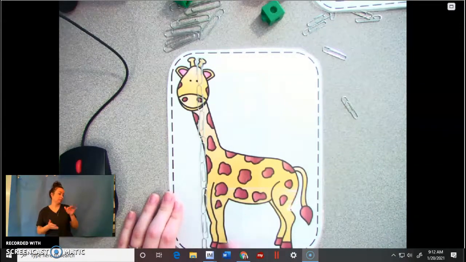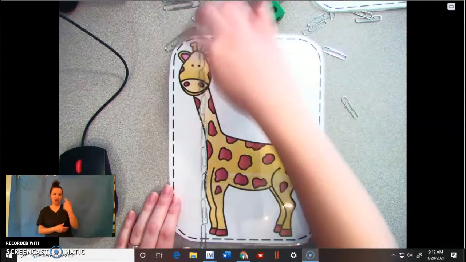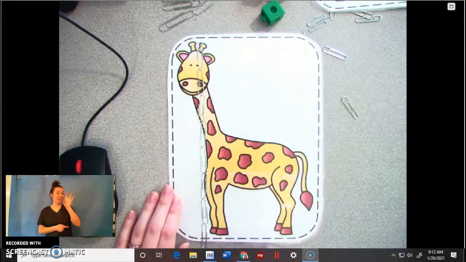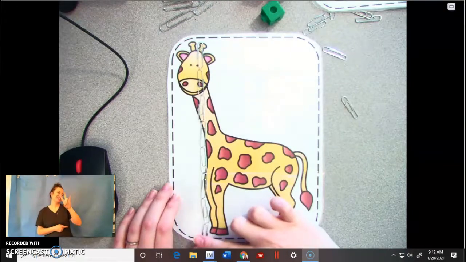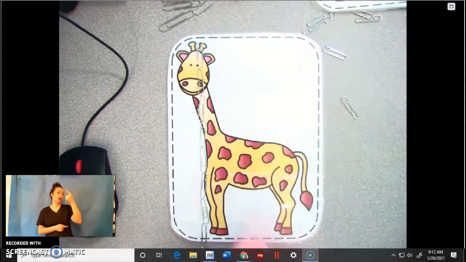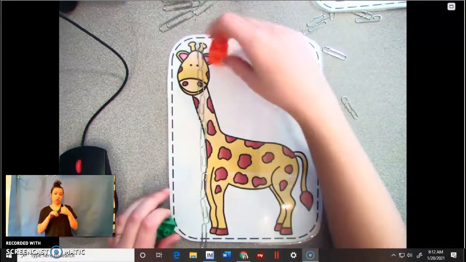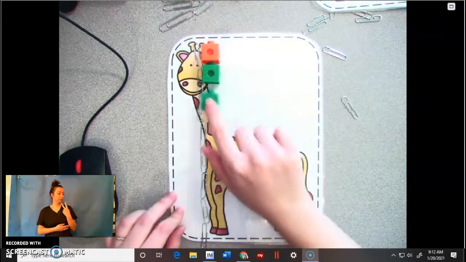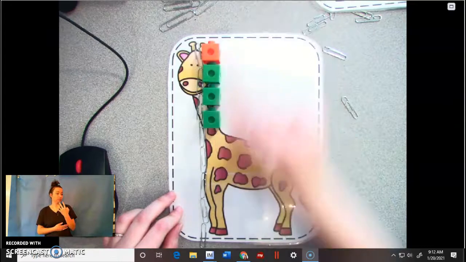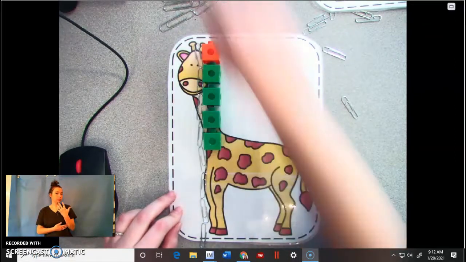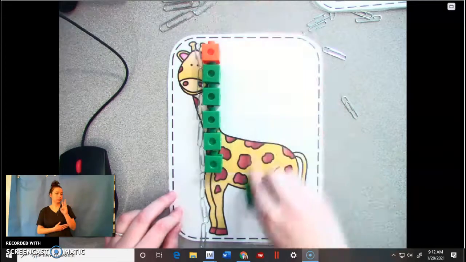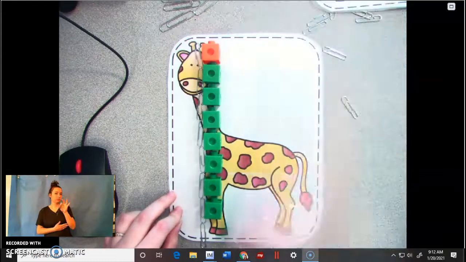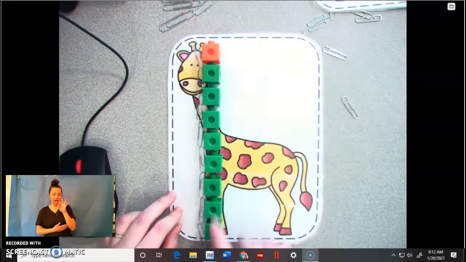So this paper clip looks like it got cut in half a little bit. So let's count how many. 1, 2, 3, 4, 5, 6, 7, and then a half. So 7.5 paper clips tall. And let's measure with our blocks. So 1, 2, 3, 4, 5, 6, 7, 8, 9. He is 9 blocks tall.